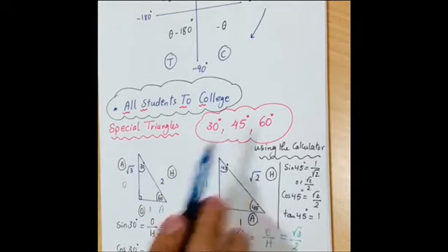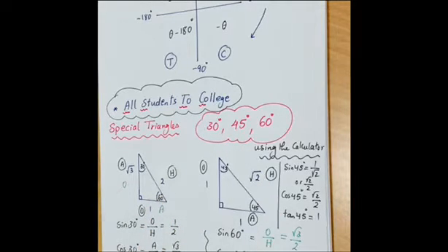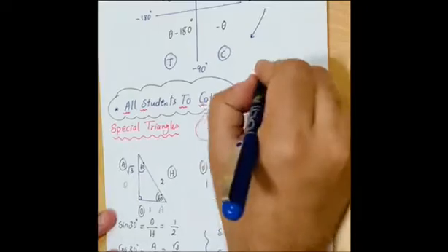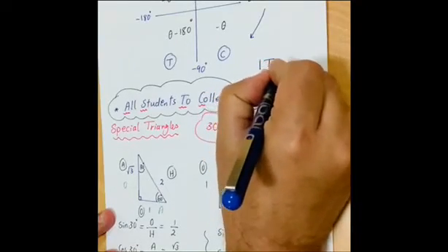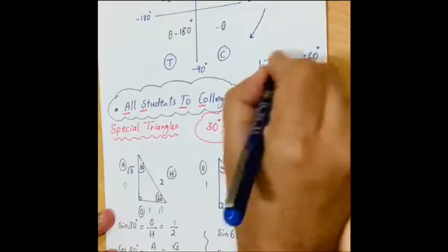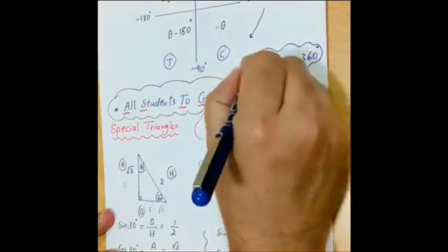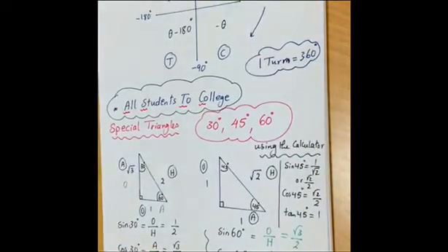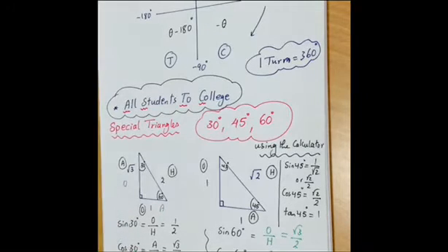30, 45, and 60. And by the way, these angles have their multiples in the rest of the quadrants. You can find them in the second, the third, the fourth, and so on, in every single turn. And remember, when I'm saying turn, one turn is equal to 360 degrees. Good. Now this triangle is just to show you how we get the ratios of these angles.